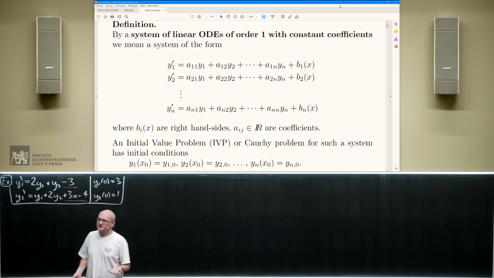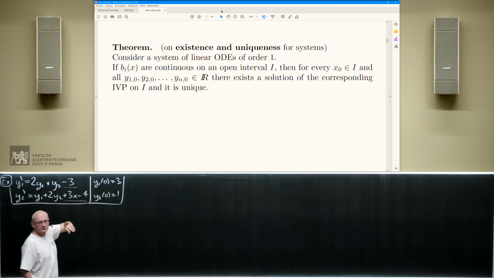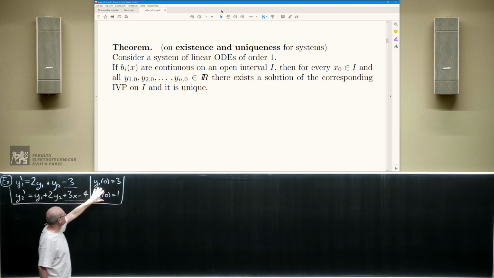Depending on the right-hand side b_i, I look where the right-hand sides b are continuous, and on such intervals, I have my particular solutions for every initial value problem I want to solve. So whatever I put here for the initial conditions, for the initial values, there should be a solution. So that's the typical existence and uniqueness theorem.